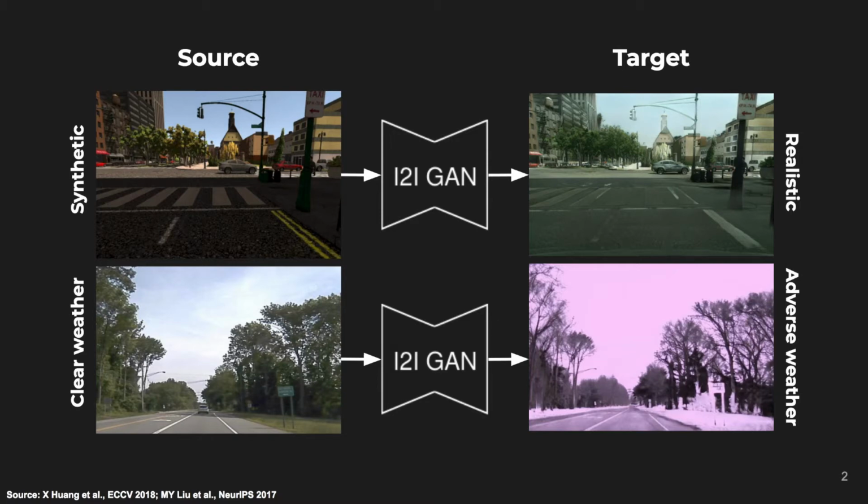For example, it is possible to make synthetic scenes look more realistic, as in the top figure, or to apply different adverse weather conditions to clear weather images, as here from a clear weather scene to a snowy one.